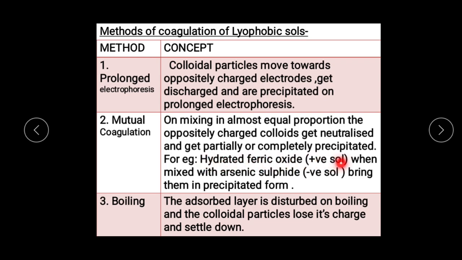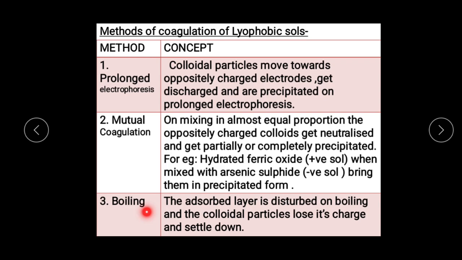For example, hydrated ferric oxide, which is a positive sol, when mixed with arsenic sulfide, which is a negative sol, will bring it out of the colloid in the precipitated form. The third method is boiling. When we boil a colloid, the adsorbed layer is disturbed and the colloidal particles lose their charge and settle down.